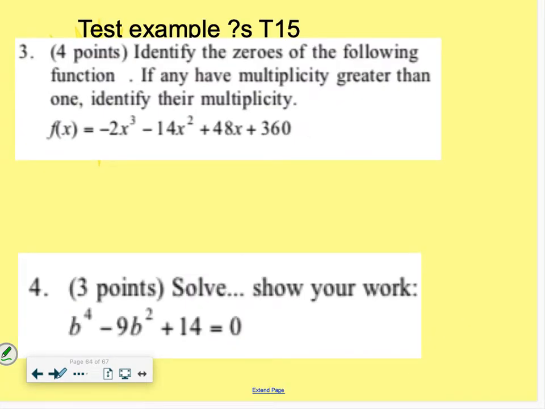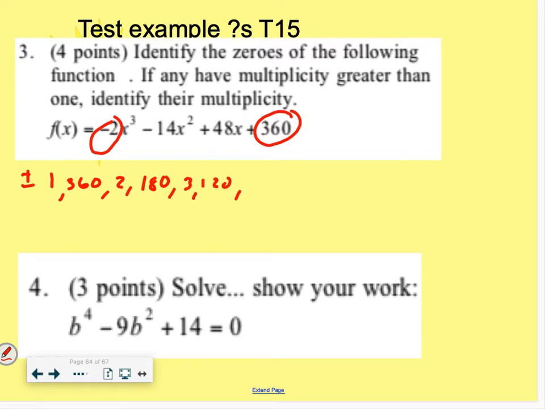Now for number 3. So identify the zeros of this one. This is where you're going to have to look at your leading coefficient and your constant term, and basically list all the factors of the constant term, plus or minus all the factors of 360, so 1 and 360, 2 and 180, 3 and 120, etc., etc.